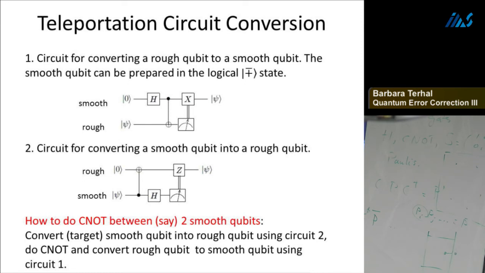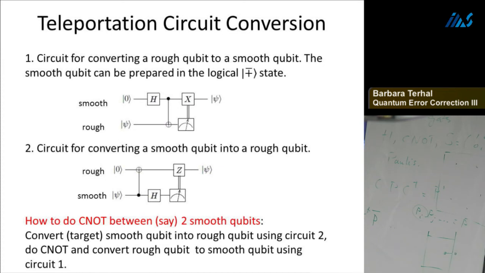Okay, so down below, I start with my smooth qubit here, and I convert it to a rough qubit. So I needed to have that rough qubit hole around. And then I take my C0, do it on my smooth qubit and my rough qubit. And then I need to convert this rough qubit back to my smooth qubit.